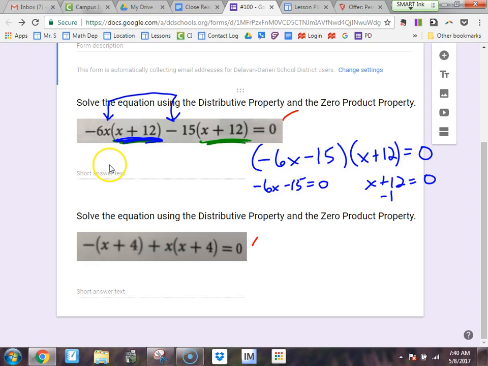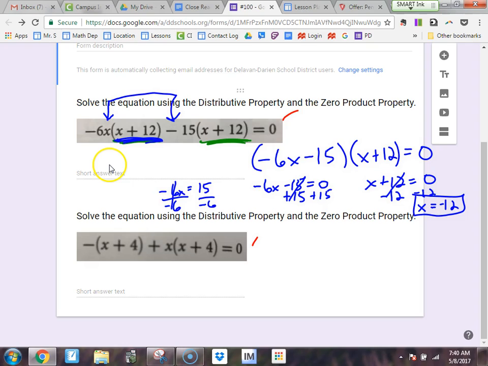This one's nice and easy. I just subtract 12 and I get x equal to negative 12. That's one part of it entirely done. The other one I still need to solve. I'll add 15 first. That's negative 6x equals positive 15. Then I will divide by negative 6.